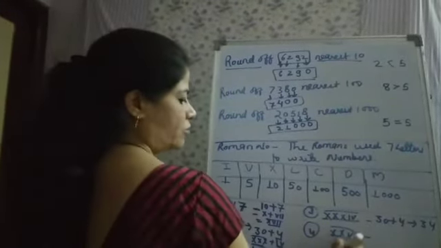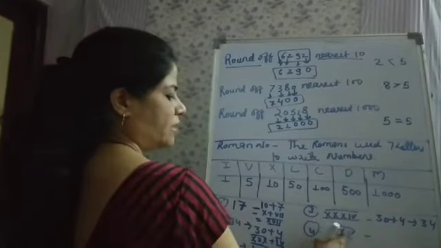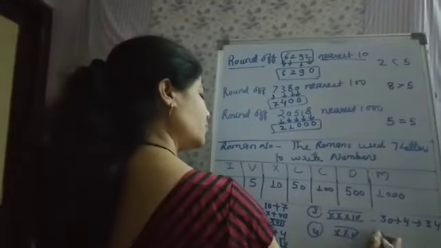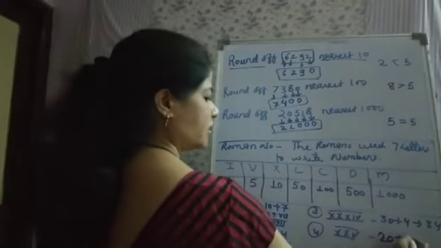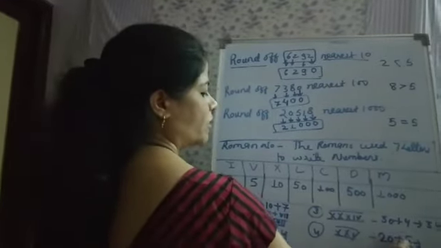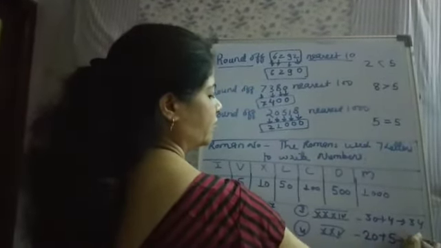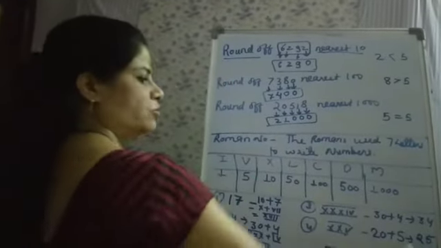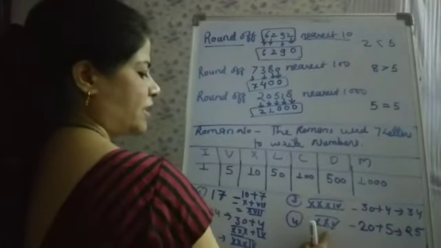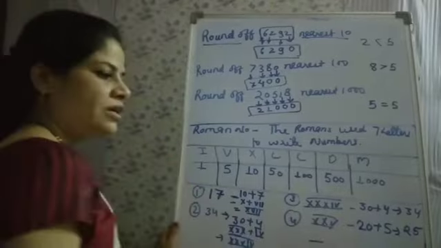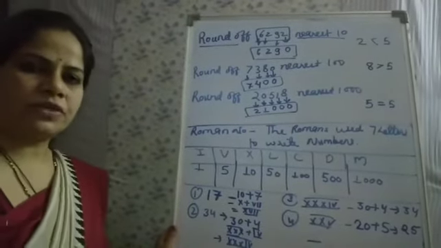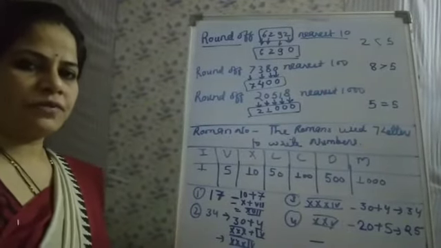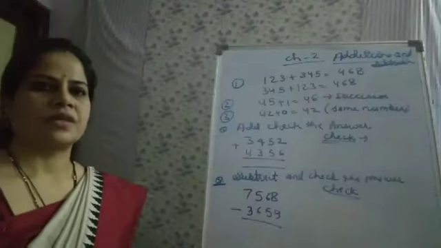Now you have to write Hindu Arabic number for XXV. So XX stands for 20 and V stands for 5. So what number you will get? 20 plus 5 will be 25. So Hindu Arabic number for XXV will be 25. In this way you can write any of the Roman numbers or any of the Hindu Arabic numbers.